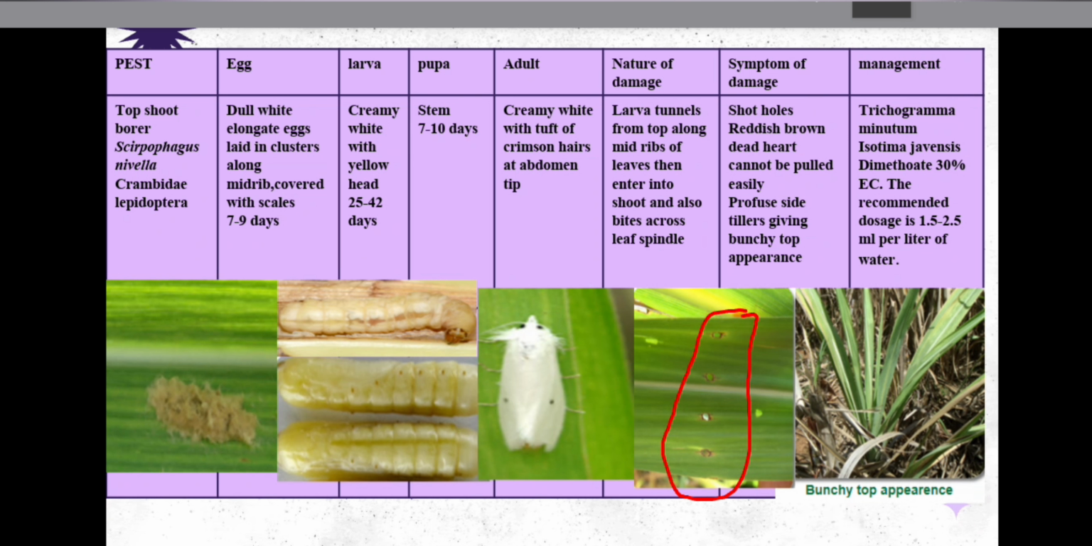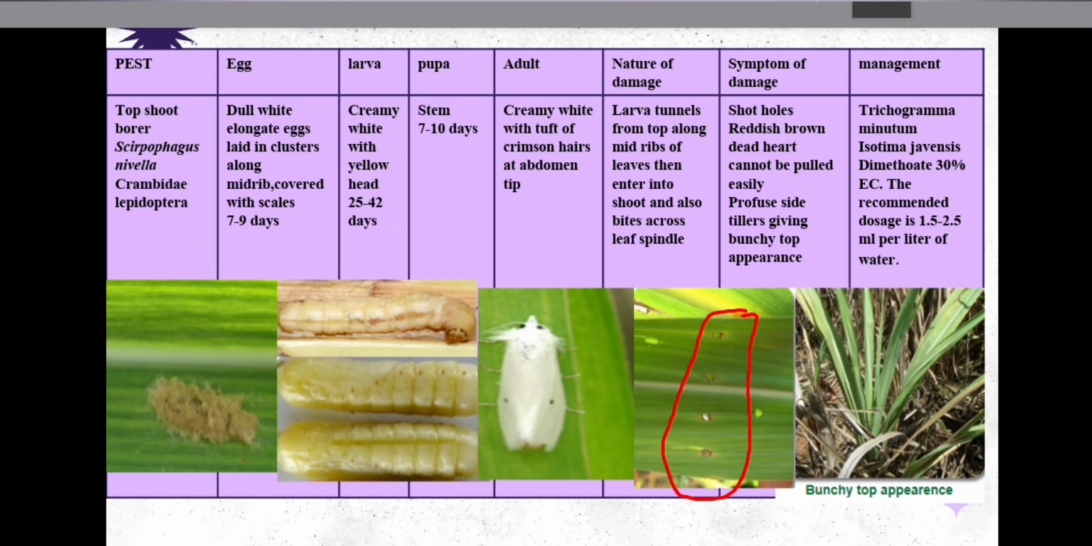Because why is the stem decaying? Because it is attacked at a very early stage. And what happens? We will get a rotten smell, and the dead heart can be easily pulled off. So that is the first symptom of early shoot borer.